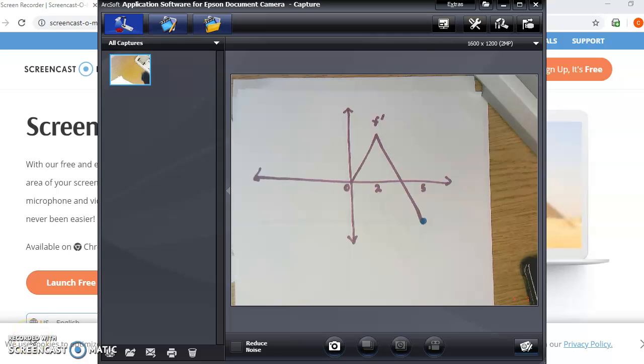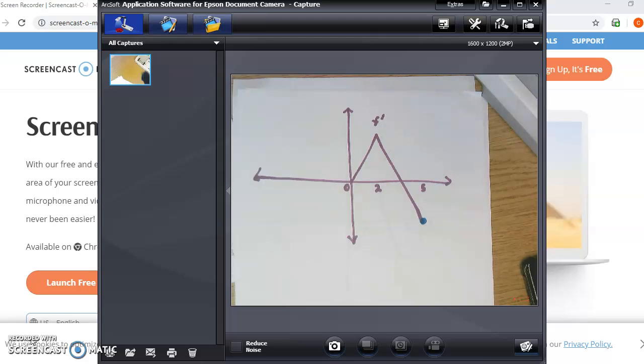Okay, so now we're going to continue with points of inflection. In the last video, I showed you finding points of inflection analytically, where we had an equation. This time I want you to look at a graph and see if we can determine the points of inflection from it.